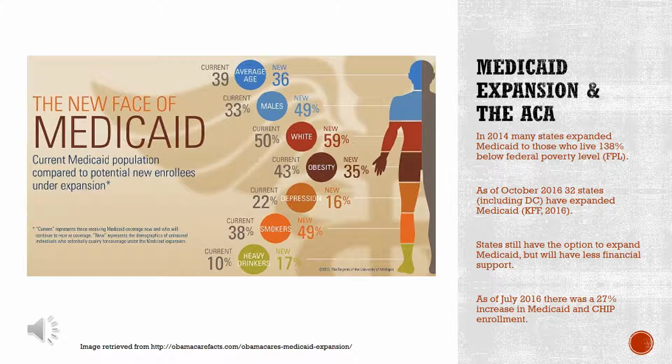In 2014, many states expanded their coverage of Medicaid to those who live below the federal poverty level of 138%, even if they have no children. To date, 32 states and Washington, D.C. have expanded, and there are others who are still considering. As of July, there was a 27% increase in Medicaid and CHIP enrollment. This graphic represents the populations who could possibly be enrolled in Medicaid pre- and post-implementation.